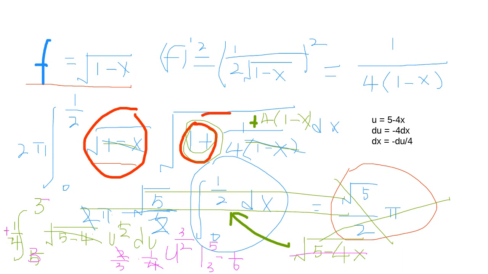I can write an equal sign here. Then 5. Oh, also I have this 2 pi. I need to multiply by this 2 pi. So multiplying by 2 pi, I get pi over 3 times 5 radical 5 minus 3 radical 3.